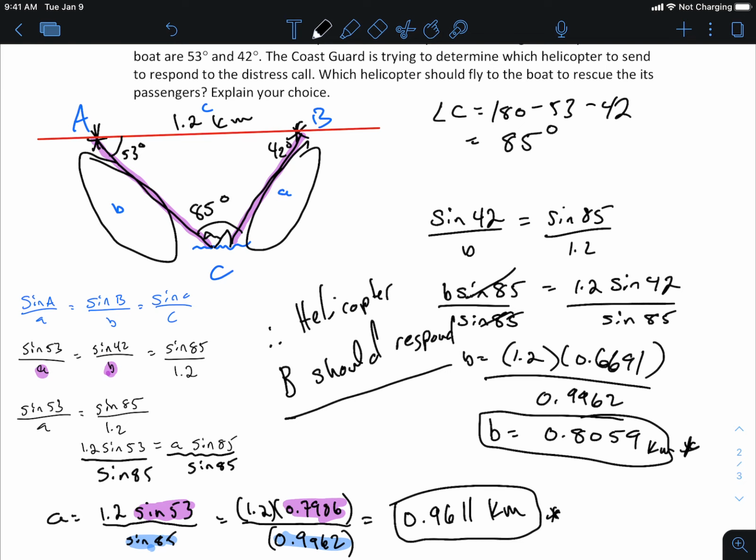Can we not lose sight of the bigger picture here? I just taught you how to use sine law. I just gave you a silly question. Let's not pull it apart too badly. Okay? There you go. That's sine law.